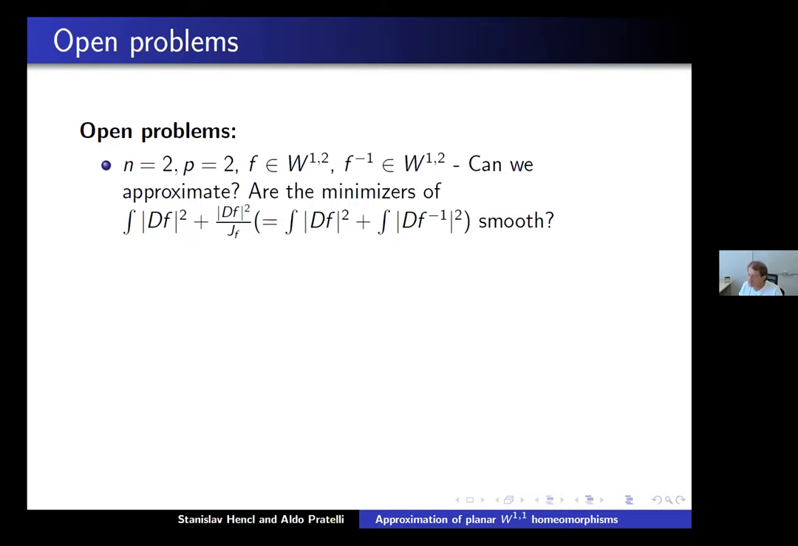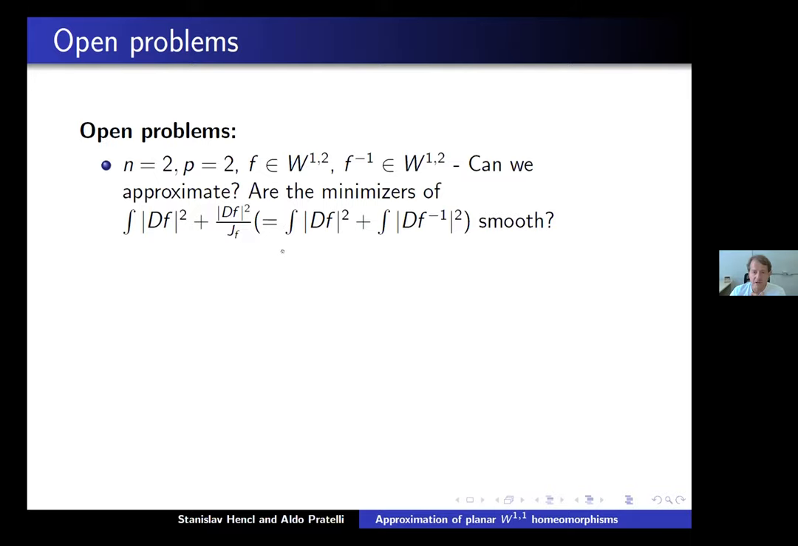Now I said that essentially everything is known in the planar case. Well, it is true if you want to approximate only the function itself. Imagine that you want to approximate both f and f inverse. In the case p equals 1, if you want to approximate f in W^{1,1} and f inverse in W^{1,1}, you can do it simultaneously by the result of Aldo. But imagine that you would like to do the most interesting case. You would like to approximate both f and f inverse in W^{1,2}. Can you do it? No one knows how to do that. The approximation techniques we have so far can approximate the derivative, but not the derivative of the inverse.